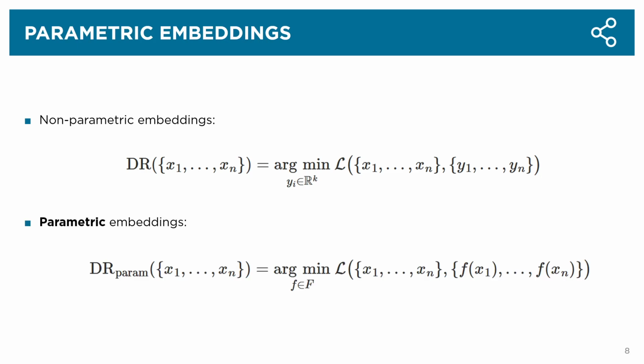In parametric embeddings, in contrast, we minimize the same loss over a family of parametric functions, here capital F. These could be neural networks, for example. This way we obtain a function, small f, that we can simply apply to the new points on the fly.